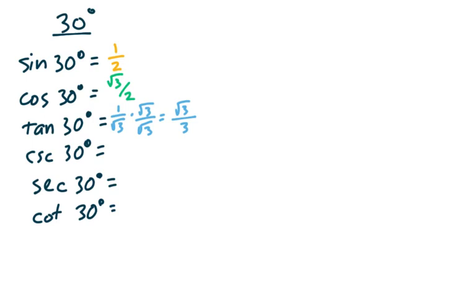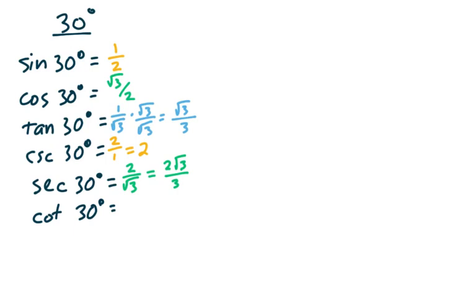Now to get the next 3, we just take the reciprocal of the ones we know. So cosecant, we're going to take the sine, which is 1 over 2, and flip it. And we get 2 over 1, or just 2. The secant is the flip of cosine. So if I flip cosine, I get 2 over root 3. But again, you have a radical in the denominator. If we clean it up, we'll eventually get 2 root 3 over 3.